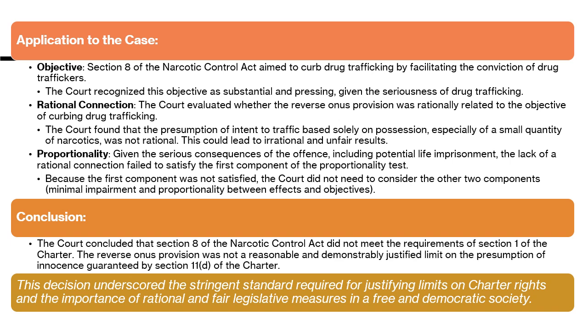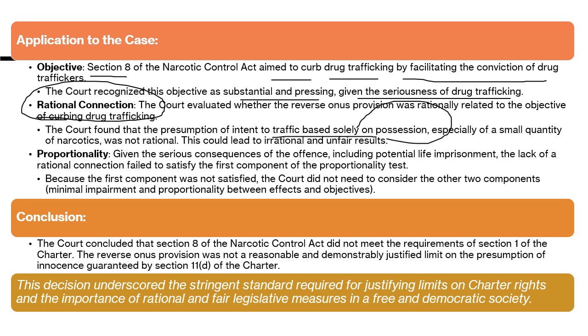Then application to the case. So Section 8 of the Narcotic Control Act aimed to curb drug trafficking by facilitating the conviction of drug traffickers. The court recognized this objective as substantial and pressing given the seriousness of drug trafficking. Then when it came to rational connection, at this step the court found that the presumption of intent to traffic based only on possession, especially of a very small quantity, is flawed. If someone is possessing drugs, it does not mean you can assume on your own that that person will be going into drug trafficking. So there was no rational connection; it was an illogical, irrational, unfair result.